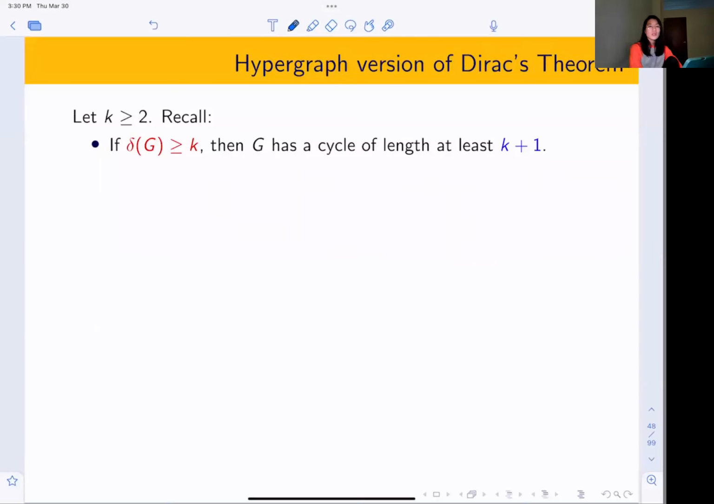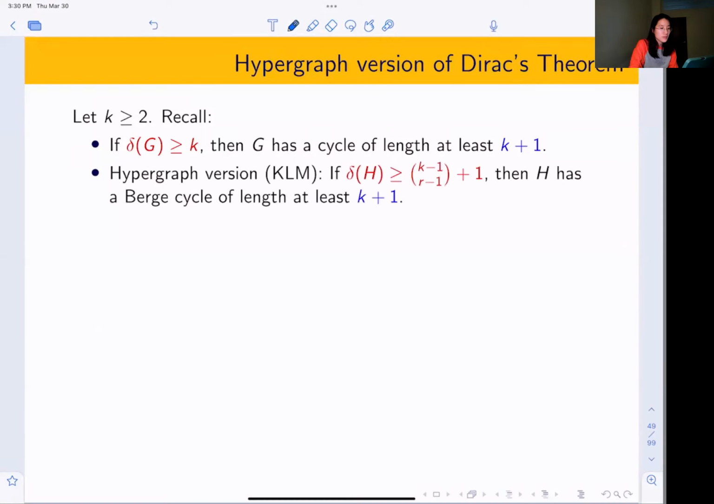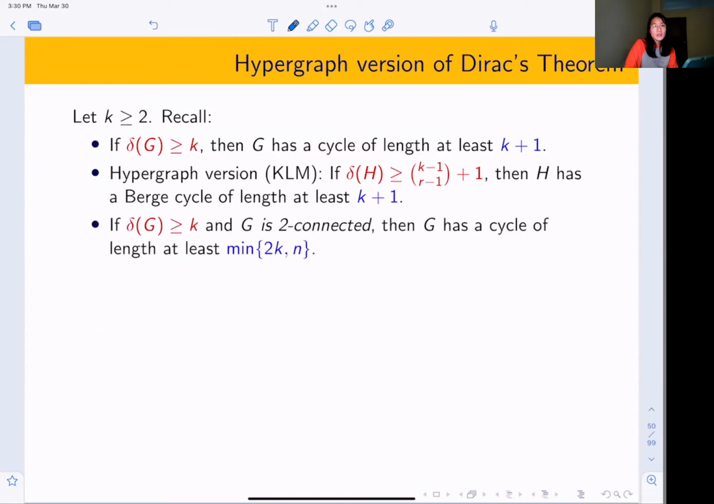Okay, so then here is our results. This is just the old result that we had for graphs. If we have minimum degree k, then we have a cycle of length k plus 1. And this is what I showed previously, a hypergraph version of this result. But now let's see the two connected version. This was Dirac's theorem for graphs.